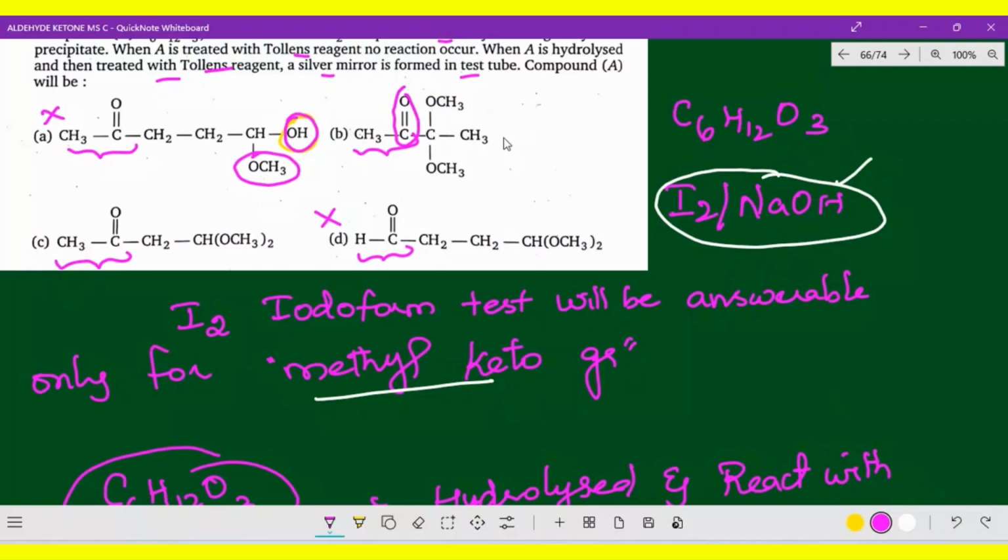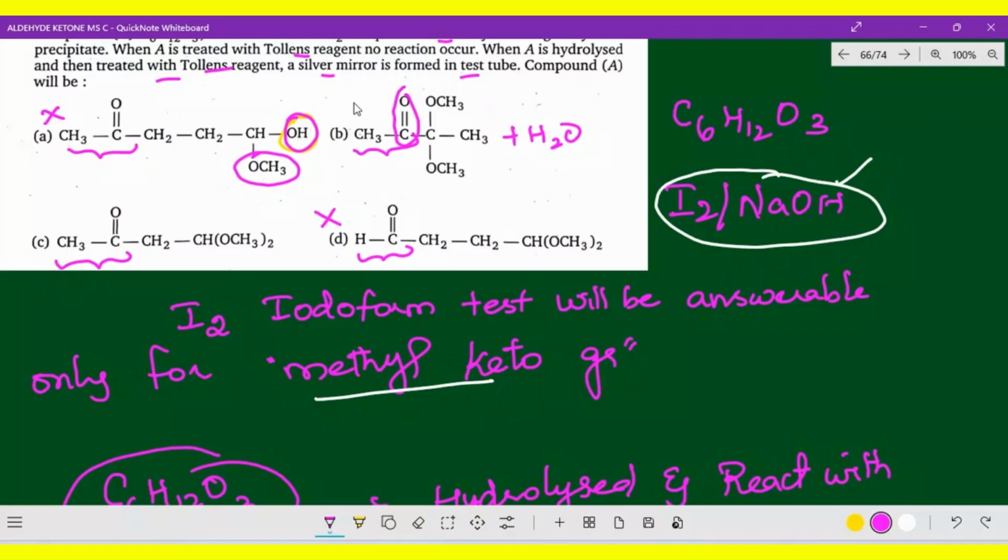See, when you go for hydrolysis with water, this also will go away and you will get a keto group. That keto group, this side also a keto group, that side also a keto group. Diketo group, how will it be answerable for Tollens reagent? That means it will not give aldehyde, right? Aldehyde only will be answerable for the silver mirror test. So this will not be possible. I hope you got an idea.